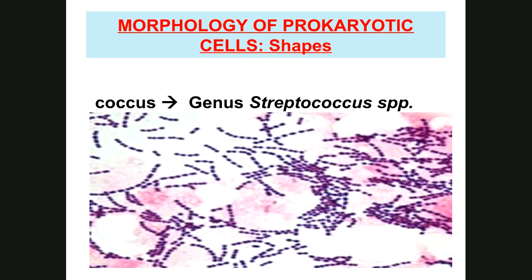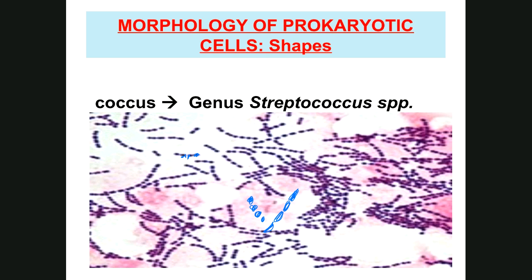Okay, notice here that you have a cocci in a chain. When you look at it, it looks like a pearl necklace. These are dots in a chain, and dots in a chain will look like a little pearl necklace. If we have a rod in a chain, we're going to have a straight line. We're not going to have that pearl necklace appearance.